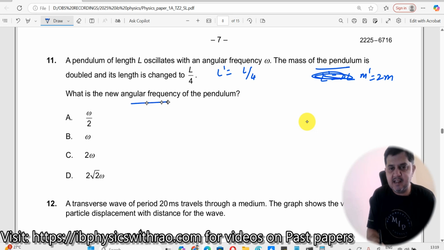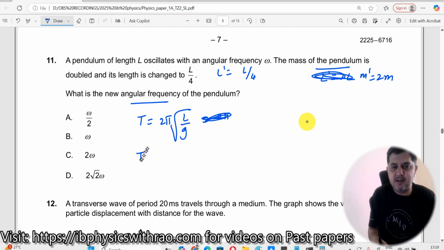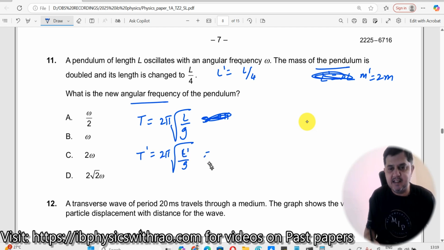Now, to get the angular frequency, first find out the actual frequency. So we know that the time period of oscillation T is given by 2 pi into square root of L by G. Now if I want to find the new period, T dash will be equal to 2 pi into square root of L dash divided by G. It does not depend upon mass, only on the length.